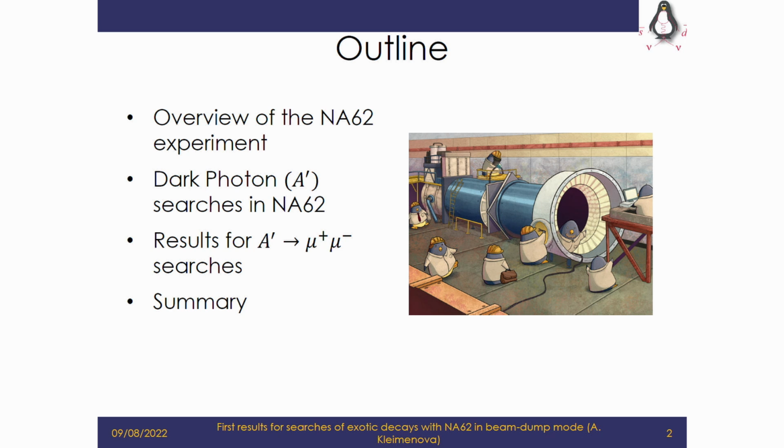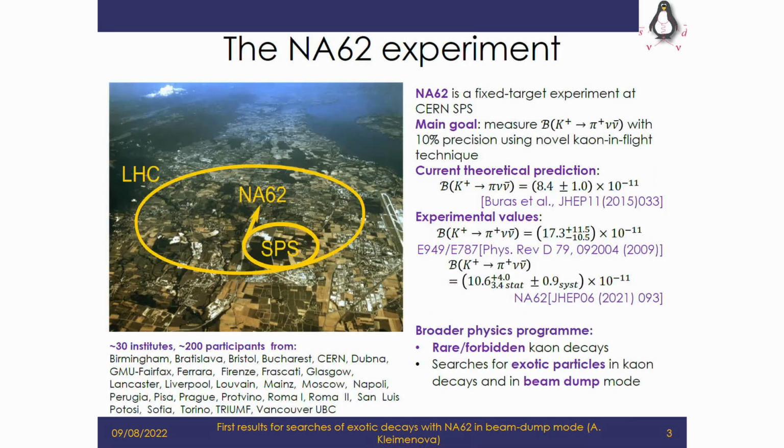And let's start with the overview of NA62. So NA62 is a fixed target experiment. We are located in the north area of CERN SPS. And the main goal of NA62 is to measure the ultra-rare Kaon decay, where Kaon decays into pi plus nu nu bar. And for this we use a novel technique in this kind of series of experiments. It's a Kaon in flight technique.